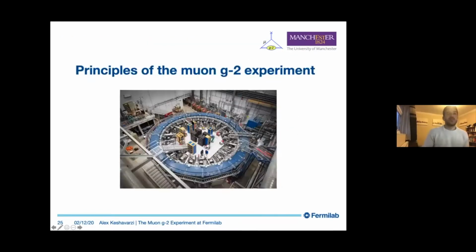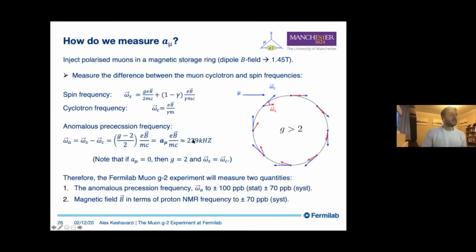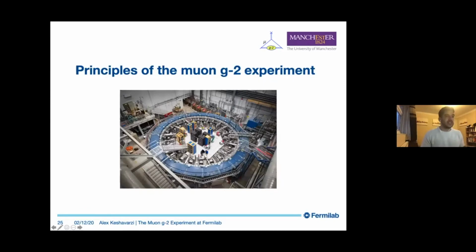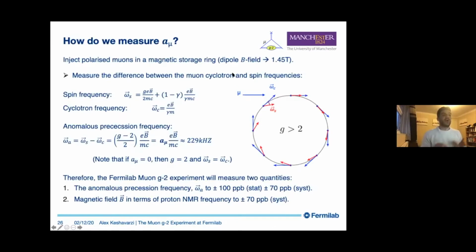So let me come on to the Muon g-2 experiment specifically. How do we measure it? Well, what we want to do, of course, is subject muons to a magnetic field, and so we inject polarized muons into a magnetic storage ring. If I go back one, you can see that this is our storage ring here. You'll see this a lot of times, but we inject polarized muons into here, and this storage ring is a 1.5 Tesla magnet. It's a 1.5 Tesla B field, okay?